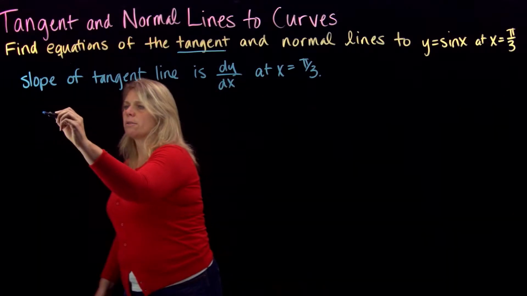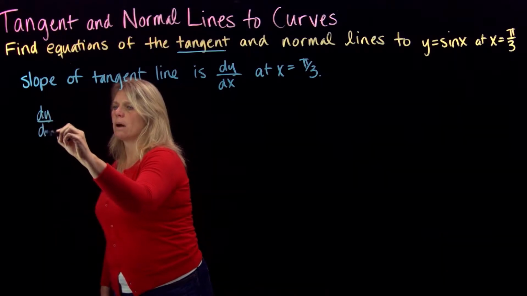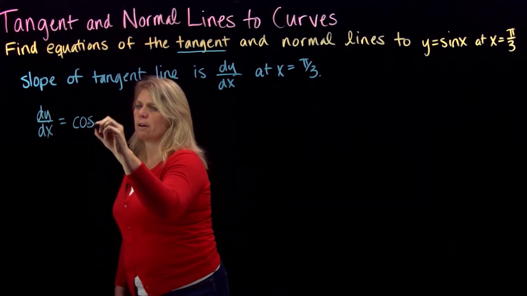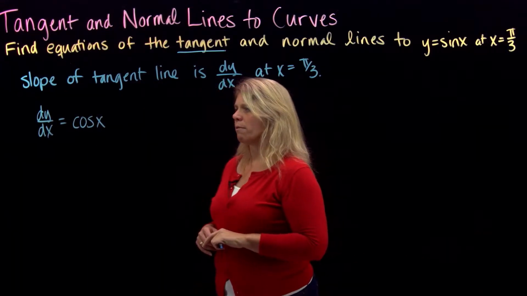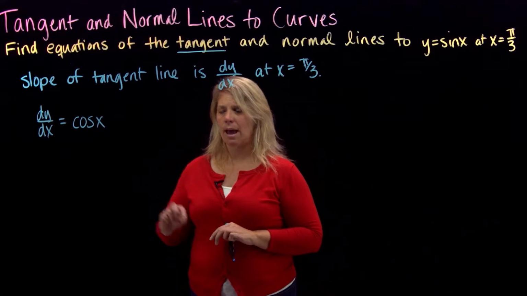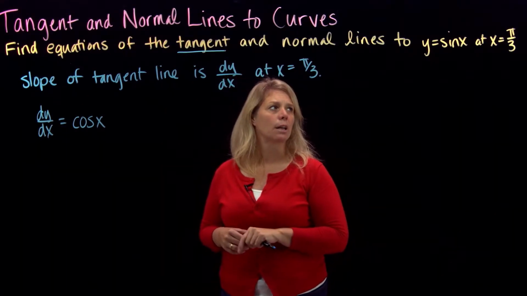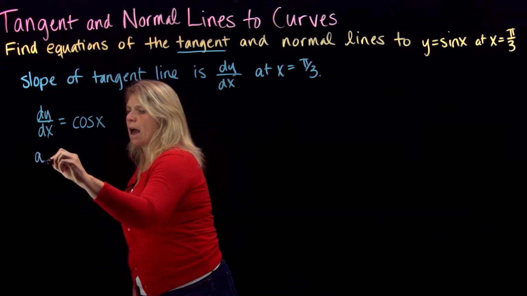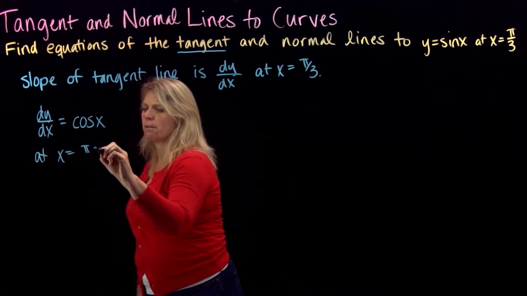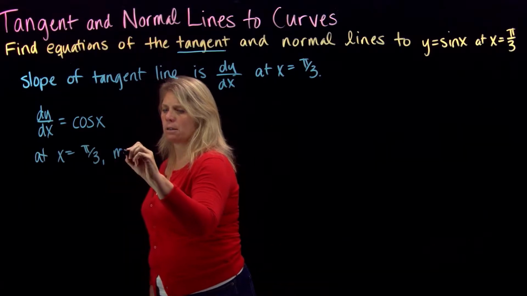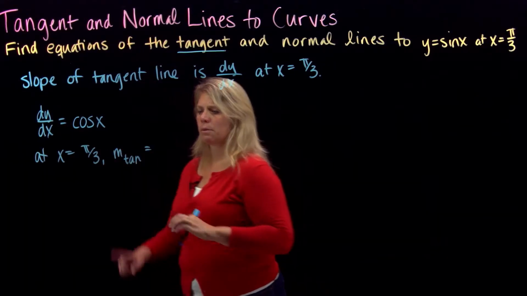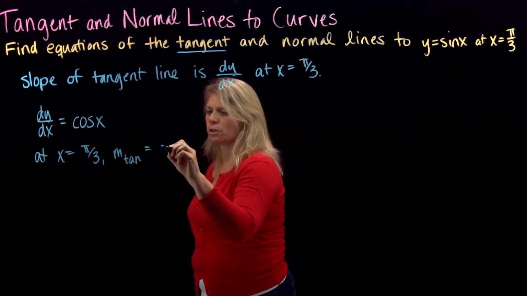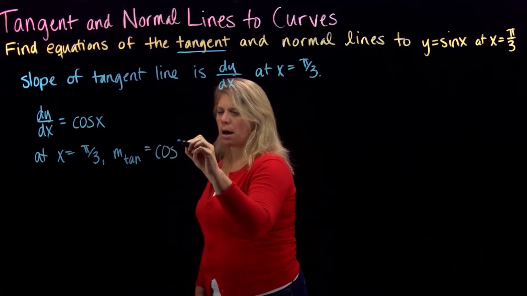All right, so our derivative, dy/dx. The derivative of the sine function is the cosine function. That gives us the slope of the tangent line at any point x. We want the slope of the tangent line at a specific point, x equals pi over 3. So at x equals pi over 3, our tangent, I labeled that m tangent for slope of tangent line, will be this derivative function evaluated at pi over 3.